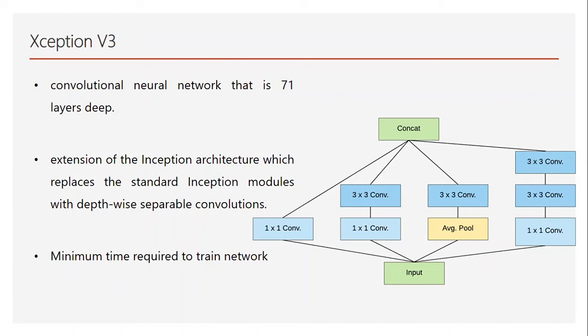Now here I want to draw your attention. The 1x1 convolution is also called a filter, because it doesn't change the dimension of the input. It just changes the value of the input at the output. And one good thing about this network is that it takes the minimum training time to train the model.